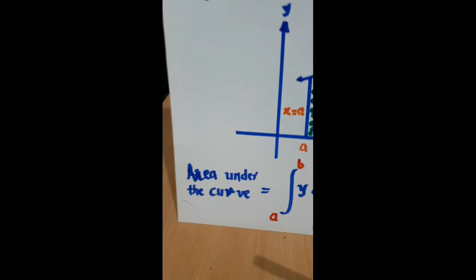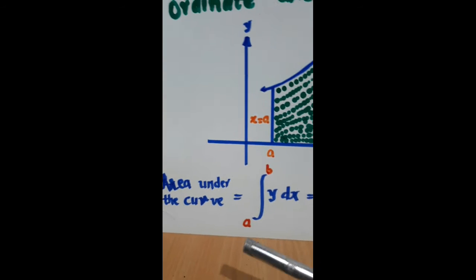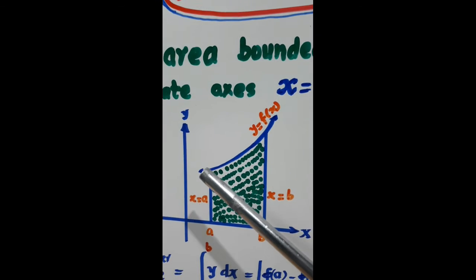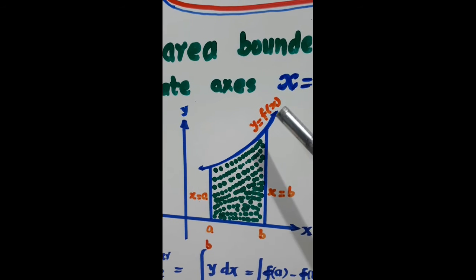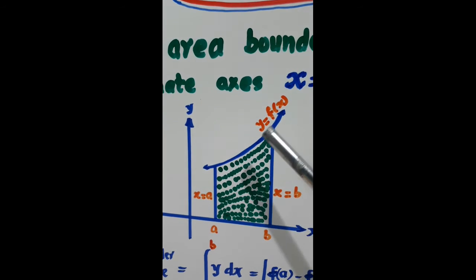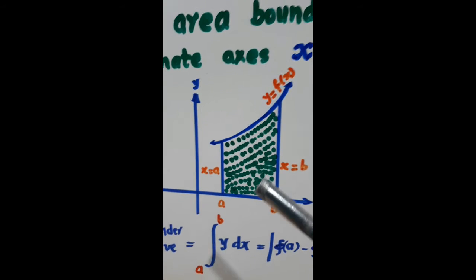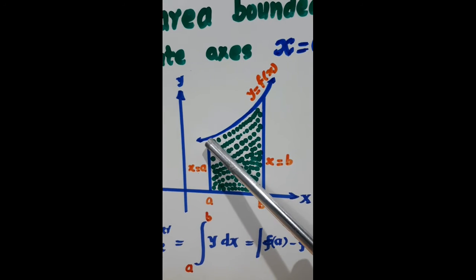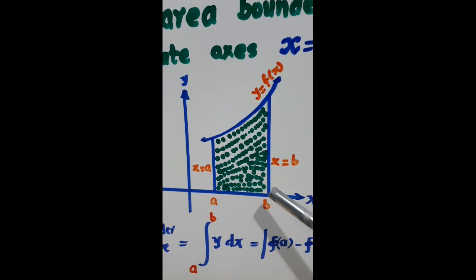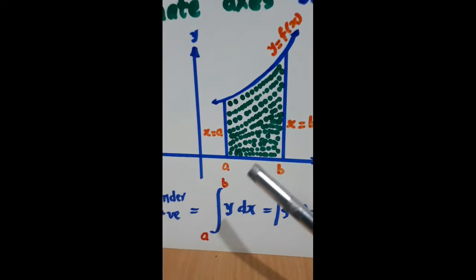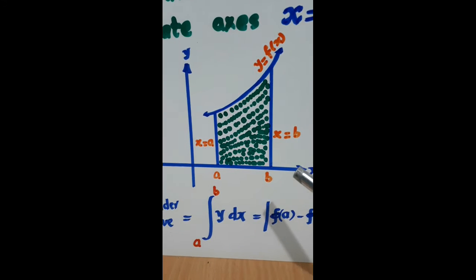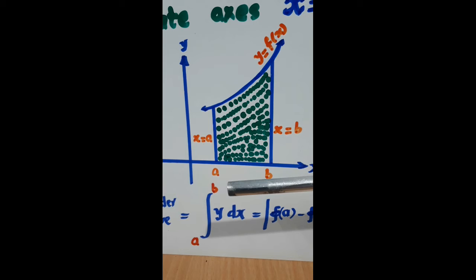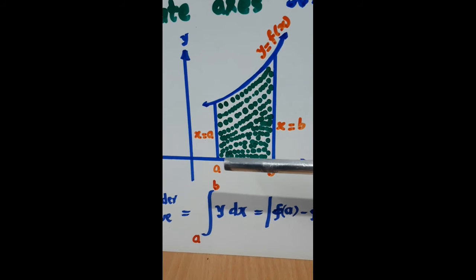Now, the formula is like this, area under the curve. Now look here, the curve is y is equal to f(x). And we have to find the area. We are given x is equal to a, this is the ordinate, and the area is under the curve and bounded by the x-axis.